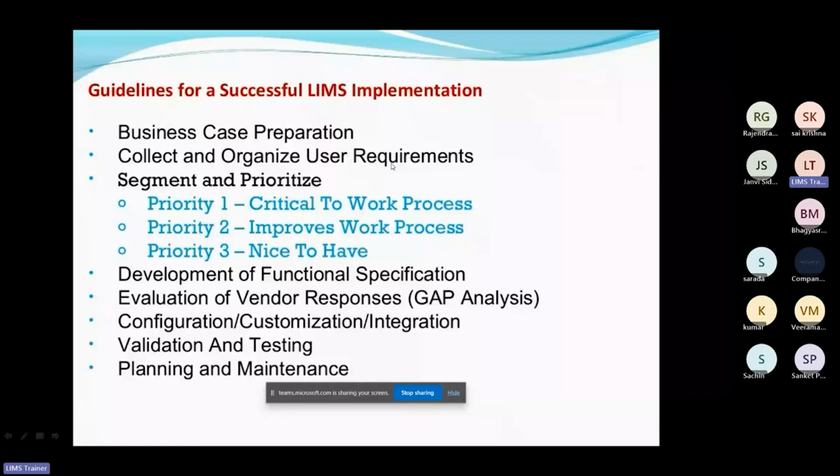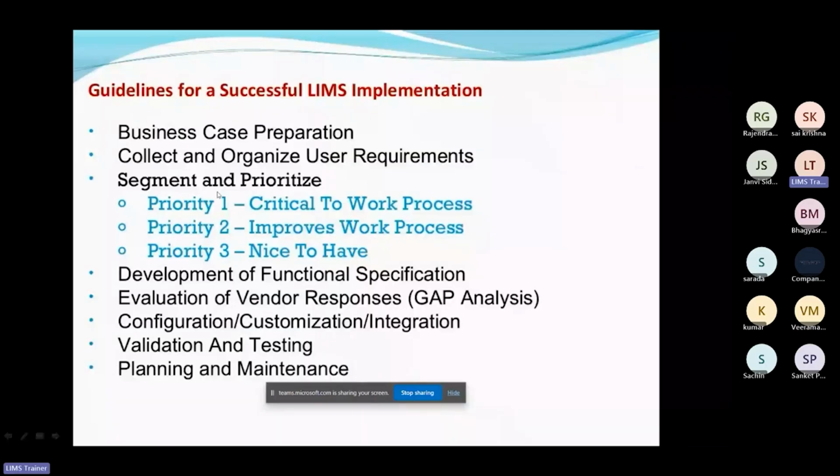There are other user requirements. If one person in the laboratory is a reviewer, his requirements will be different. Got my point? Another person doing inventory management activities will have different requirements. Accordingly, all the requirements will be collected, and after collection we need to prioritize them. When you prepare a business case, there will be a lot of user requirements, but the role in LIMS implementation is to prioritize them.